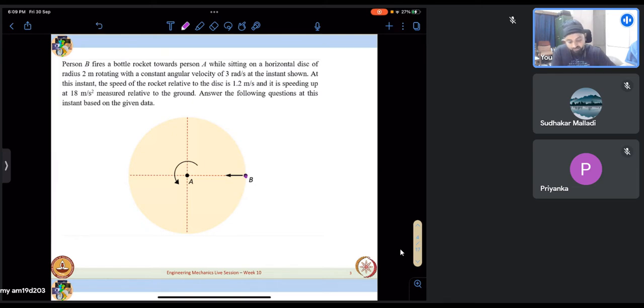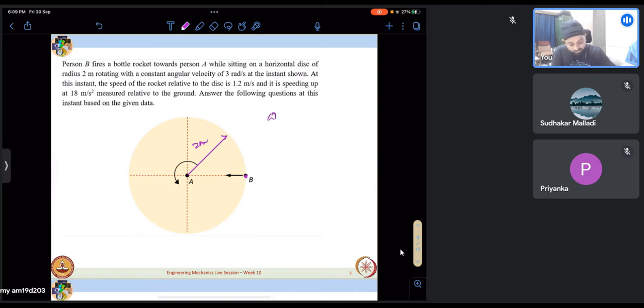Person B fires a bottle rocket towards A while sitting on a horizontal disk of radius 2 meters. Horizontal disk meaning this view is from the top. This is in the horizontal plane, so its rotation is in the horizontal plane. The radius of this disk is 2 meters, rotating with a constant angular velocity of 3 meters per second.